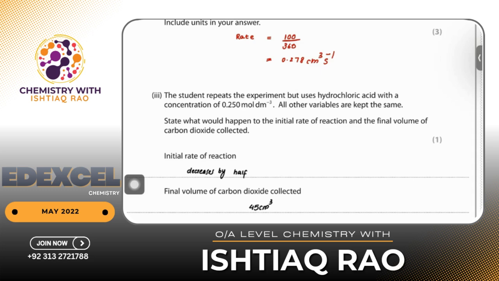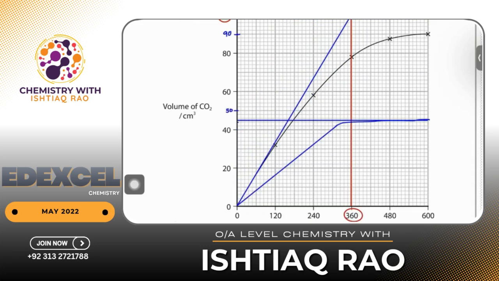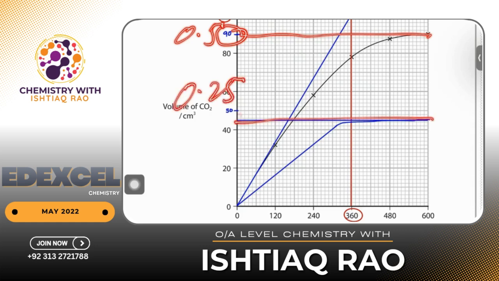When the concentration increases by 10, the rate increases by 10. When the concentration decreases by 10, the rate decreases by 10. So it's all about the change in concentration. That's why I took this idea. If the concentration becomes half, I have to see the curve at this volume. This curve is at this volume when the concentration is 0.5. What if the concentration would be 0.25? Then I have just half the volume, isn't it? It should be 45.